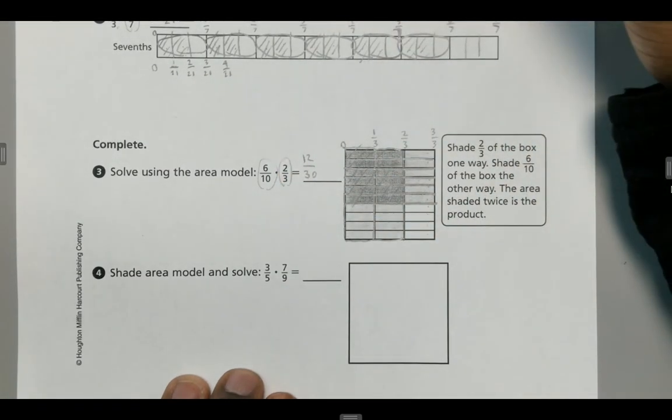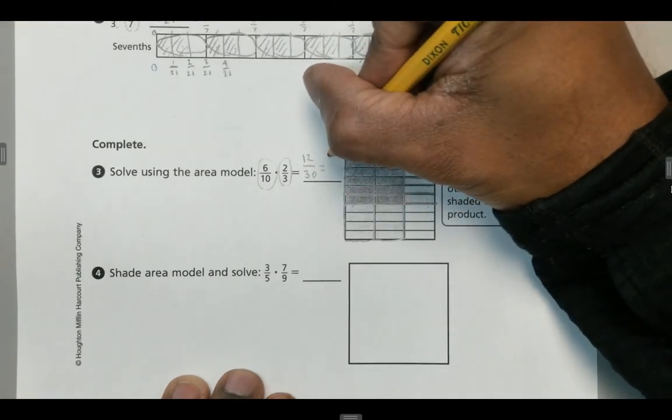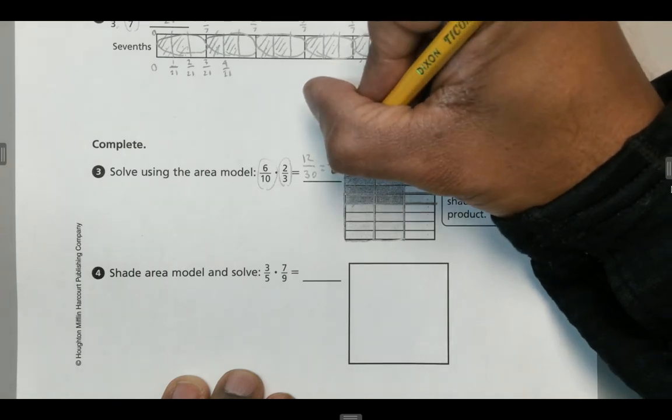But I can simplify that. 6 is the greatest common factor. I can divide the top and bottom by 6 to get 2/5.